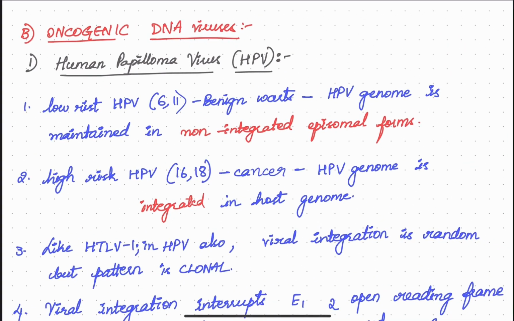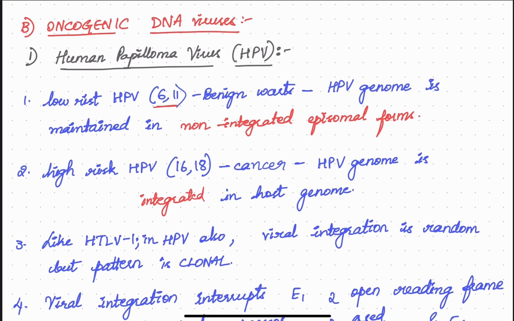Now we'll discuss the DNA viruses. Among them, the first one is human papilloma virus. We are well acquainted with the low risk and the high risk variants. The low risk variants are 6 and 11. Low numbers, I mean small numbers 6 and 11, low risk. They are known to cause benign warts, benign genital warts.